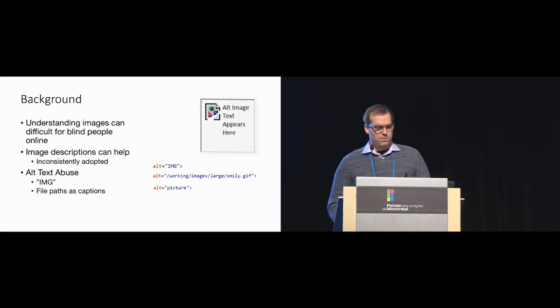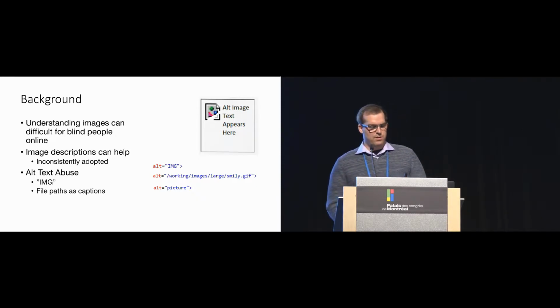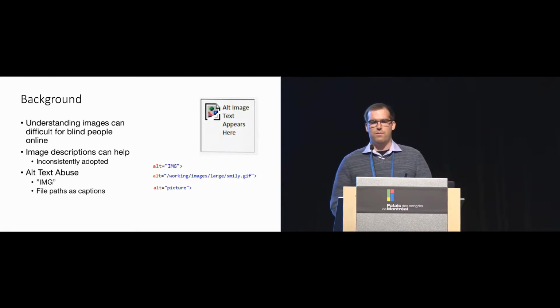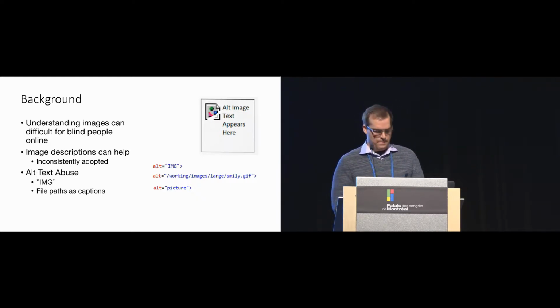So images are used online to convey a wide variety of information and can be critical to understanding the contents of a web page. However, understanding images can be a difficult task for individuals with vision impairments. Image descriptions such as alt text, image captions, or ARIA labels can help, but are inconsistently adopted and often abused. Abuses such as describing the image as image or using file name as alt text result from the fact that the presence of alt text is weighed when ranking pages on search engines or when using accessibility checking tools, while the quality of image descriptions is often not taken into consideration.